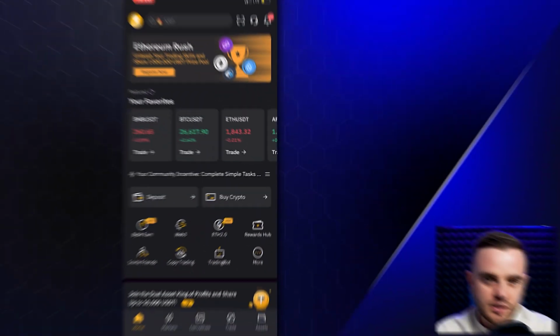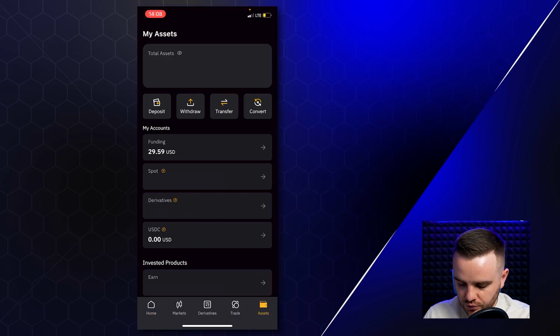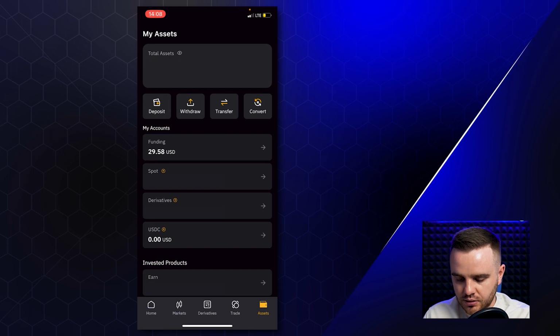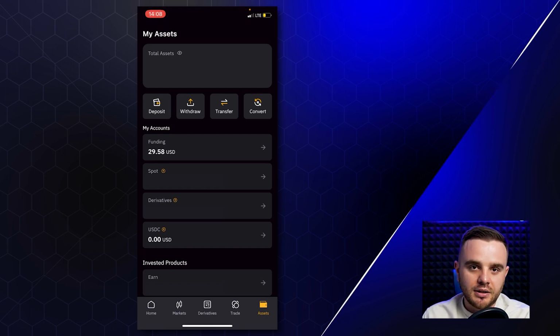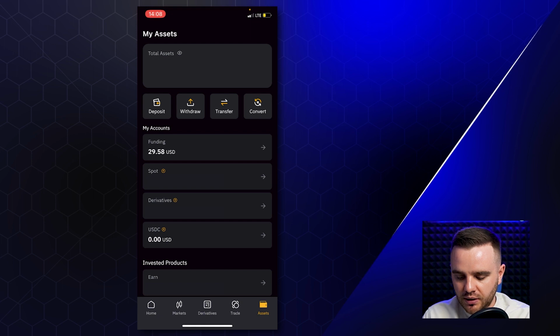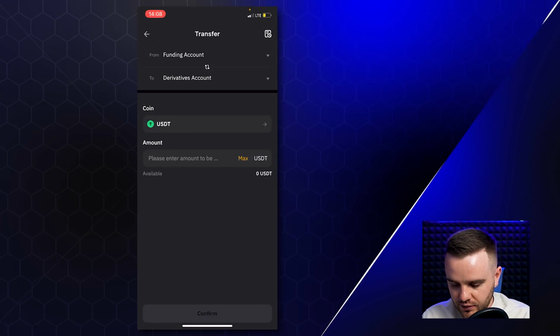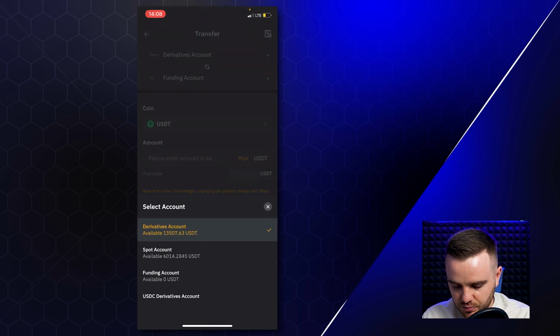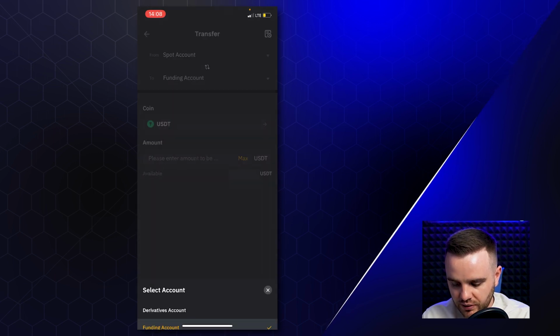Here is the main menu. You go to your assets, and here is the derivatives account. There must be money. If there is no money, for example, you have money on funding or on a spot account, let's transfer this money from funding to derivatives. We choose from funding to derivatives account, or for example from spot account to derivatives account.